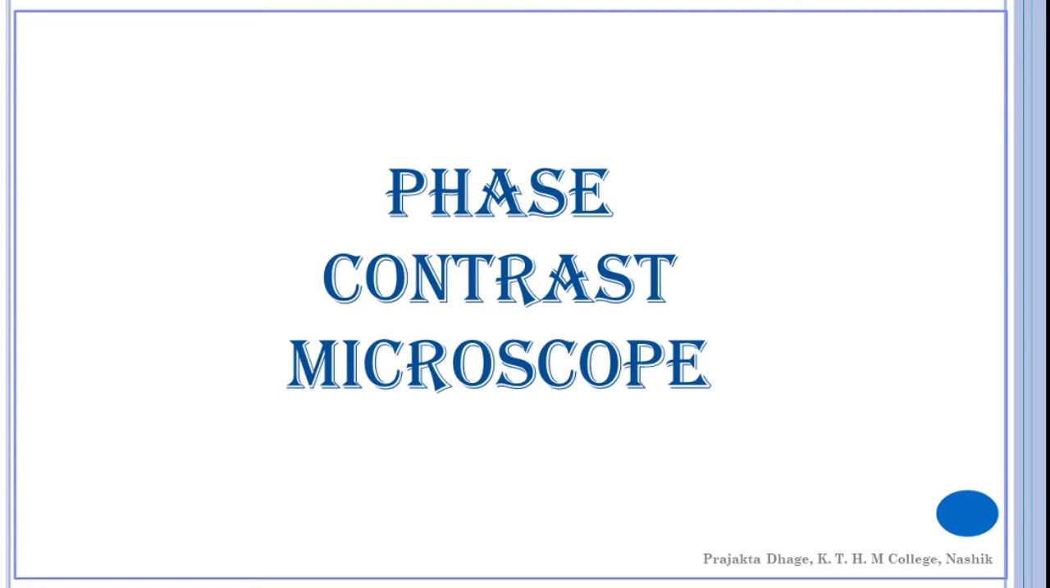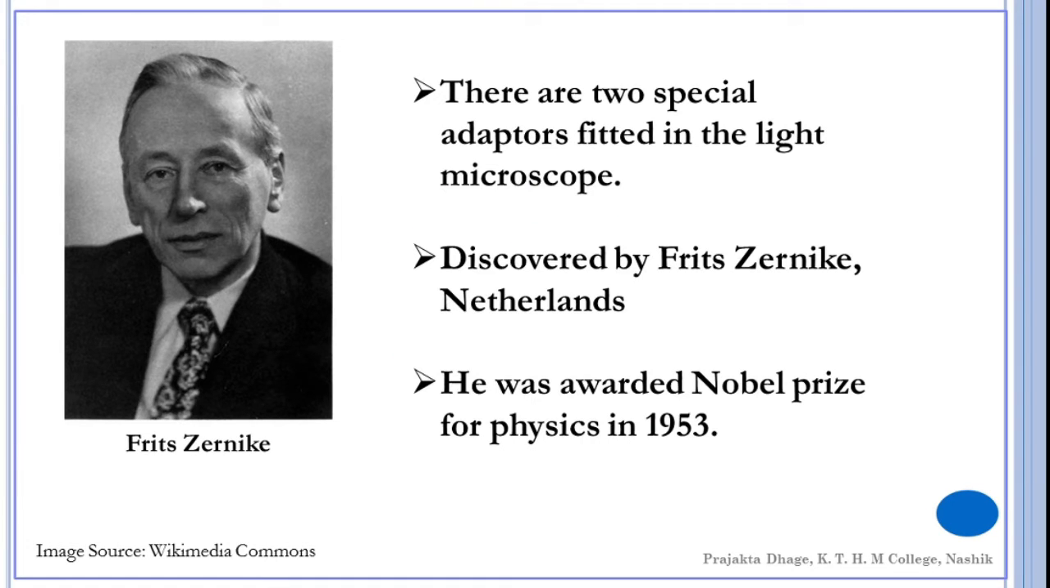Now what is this? This is nothing but a special adaptation of light microscope which helps to obtain clear picture of living or unstained cells. Okay. Now, what is the specialization? The specialization is that it has adapters fitted in the light microscope. It was first discovered by Fritz Zernike from Netherlands. He was awarded Nobel Prize for Physics in 1953.